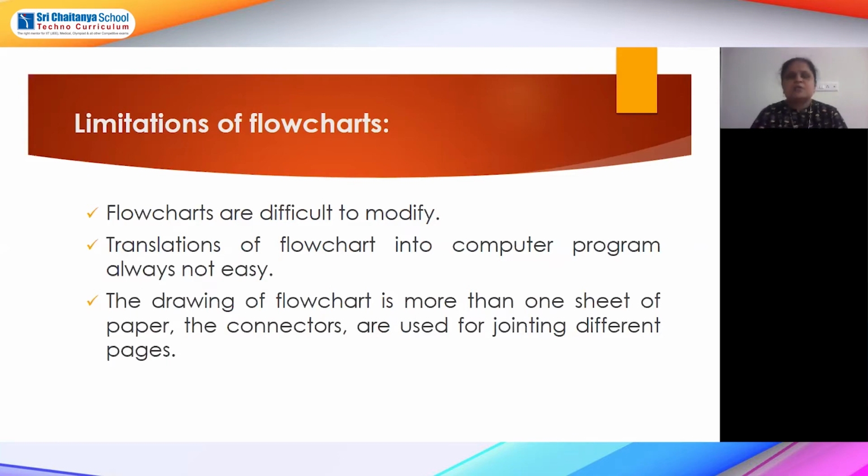Okay, so the drawing of a flowchart may take more than one sheet of paper. The connectors are used for joining different pages. If it is two pages, then we will easily come to know. If I am adding 3, 4, 5, 6 pages, then again it will create some complication, right? So that is also not so easy. So these are the limitations of flowcharts.